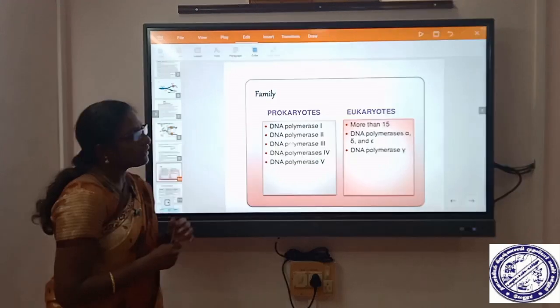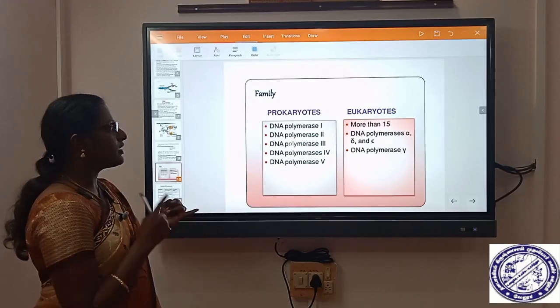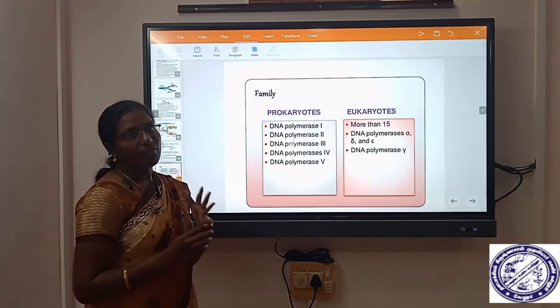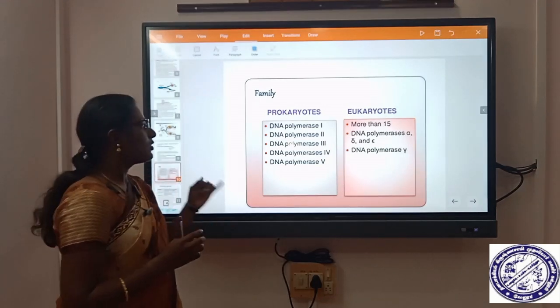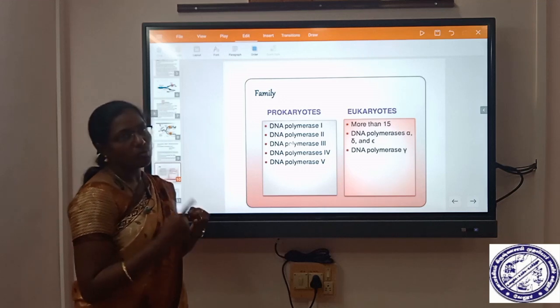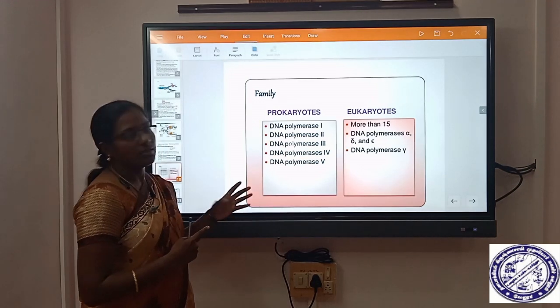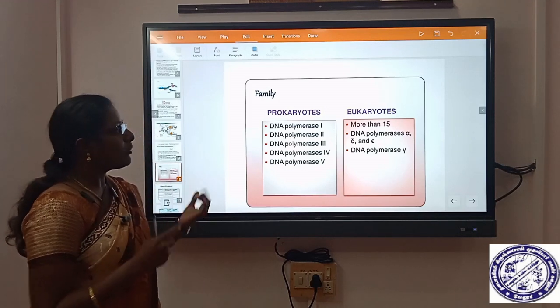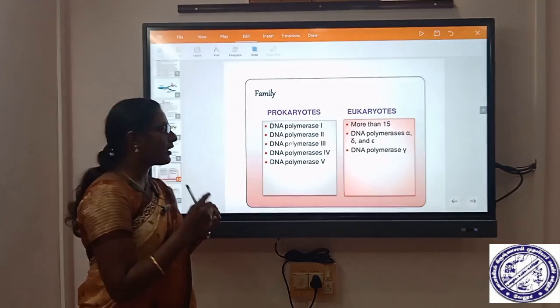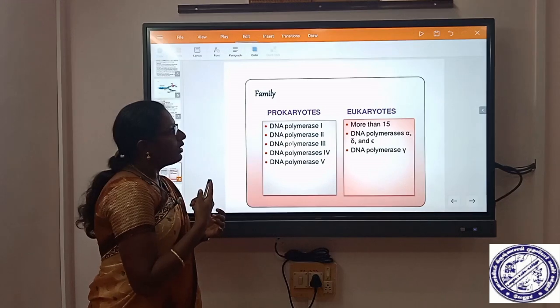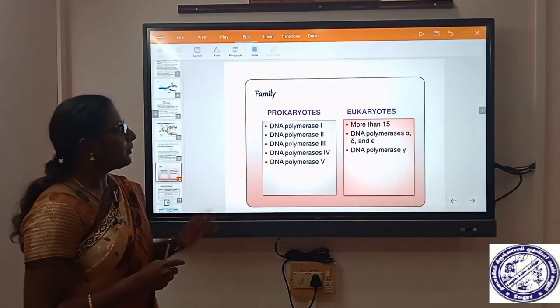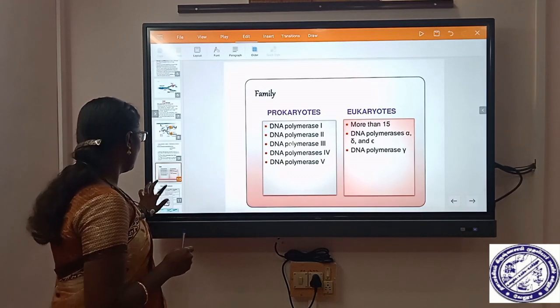In DNA replication there are two different types, prokaryotic and eukaryotic. In prokaryotes there are 5 different DNA polymerases: polymerase 1, 2, 3, 4 and 5. In eukaryotes there are more than 15, such as DNA polymerase alpha, delta, omega and others. These are the different types.